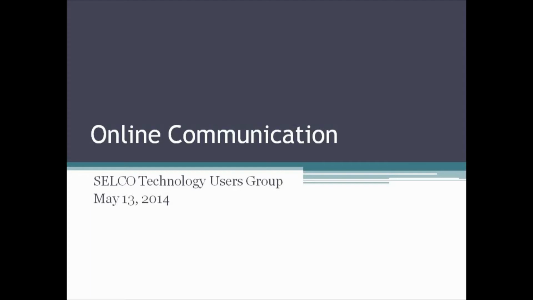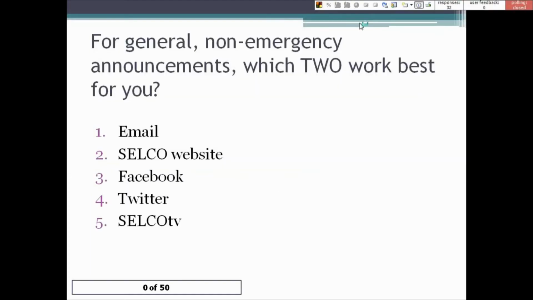Okay. So my little section of polls here, we have 3 questions. We're going to talk a little bit about communication with our online libraries and find out what works for you. Our first one is for general non-emergency announcements, which 2 of these formats work best for you? Is it via email, checking the SELCO website, our Facebook, our Twitter feed, or SELCOtv? This would just be like, okay, we have a new service available. We have to do pre-expiration notices. How can we best reach you to communicate this information? They can select 2.